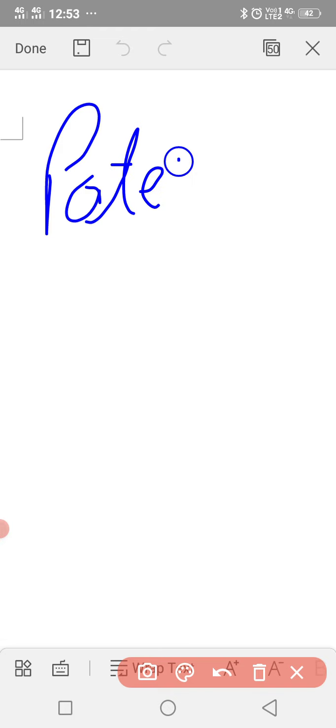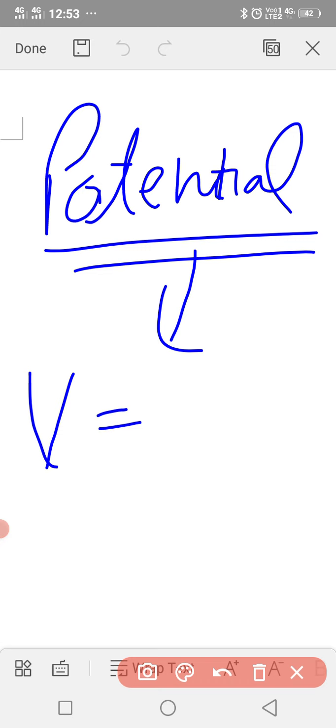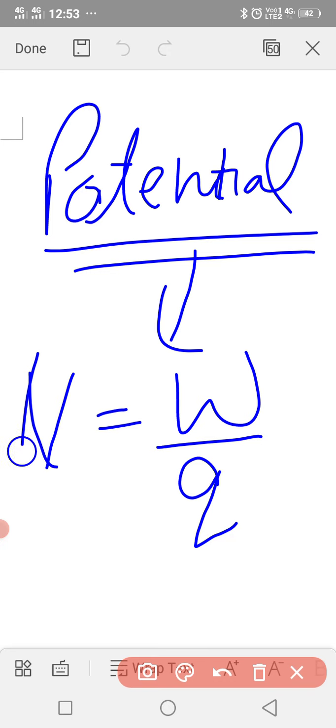So I am giving you one homework: calculate the dimensional formula of potential. The potential difference dimensional formula you all have to calculate and drop it in the chat box. How to calculate? By using the expression potential is equal to work done per unit charge.